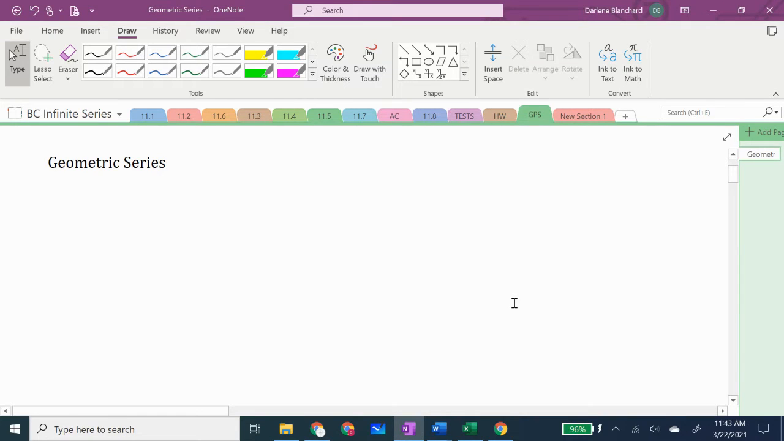Alrighty, here we go. Geometric series. Now we are going on to geometric series as a function, and it's going to be really, really exciting.